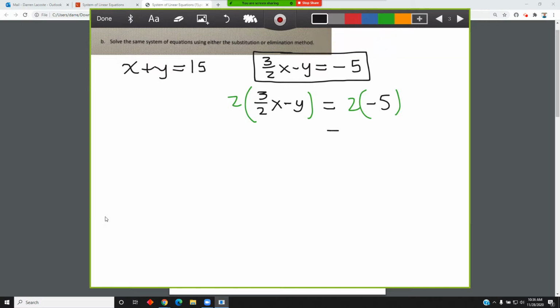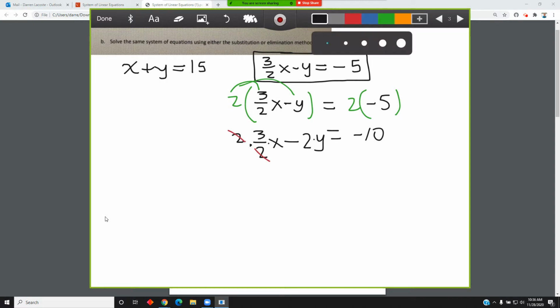Okay, on the right side, we just multiply. 2 times -5 is -10. On the left side, we use the distributive property. So the 2 is going to get multiplied by the 3/2 x, and the 2 is going to get multiplied by the y. The 2 and the 2 cancel to the number 1. Anything times 1 is itself, anything divided by 1 is itself, so then that's just 3x minus 2y equals -10. Okay, so this is an equivalent version of our starting equation.